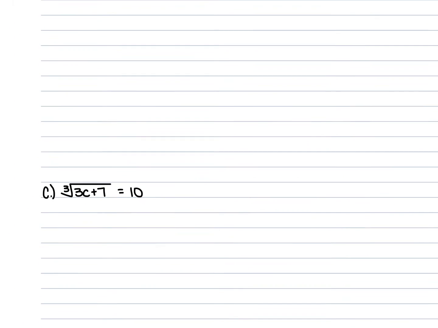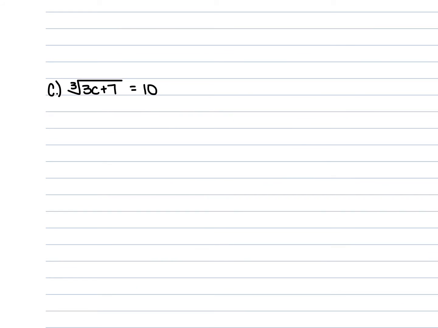For example C, we have the cube root of 3c plus 7 is equal to 10. Again, we have an index of 3. Our radical is isolated, so we're going to raise each side to the third power. This cancels out our radical to leave us with 3c plus 7 is equal to 1,000. From here, we're going to subtract the 7 from each side.